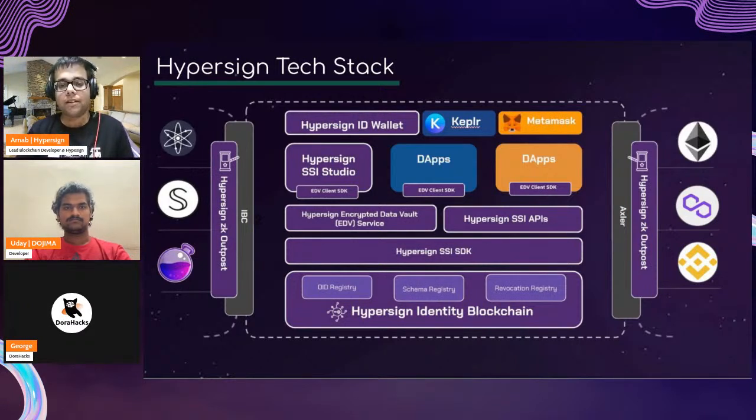Now, the Hypersign identity blockchain doesn't necessarily act as an isolated blockchain, but rather it utilizes something called the interchain blockchain protocol.